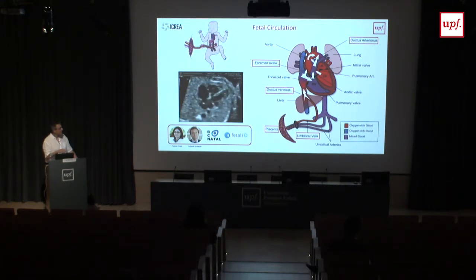One of the shunts is that there's an opening between the left and the right atrium, and next that there's a connection between the pulmonary artery and the aorta. And so these connections and these changes actually make the circulatory system of the fetus quite different from adult life. And some of the concepts, as you will see later on also, that we used to think in cardiology, in adult cardiology, or even in pediatric cardiology, actually are not necessarily valid in utero, and we really have to understand this and see what's going on there.